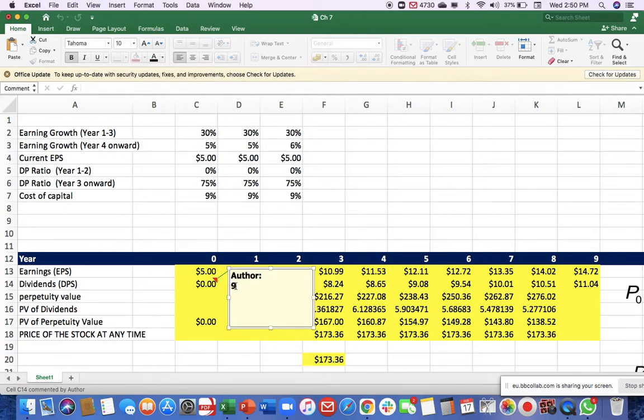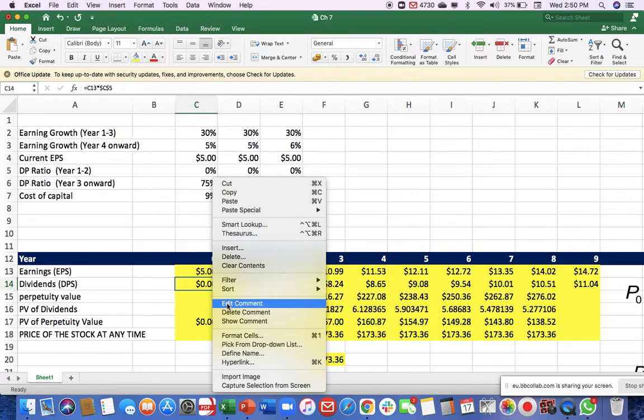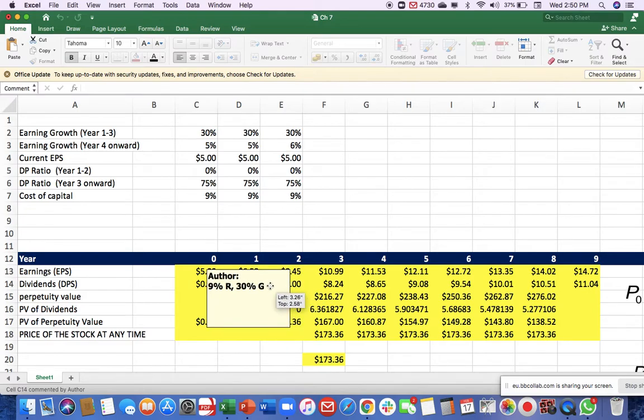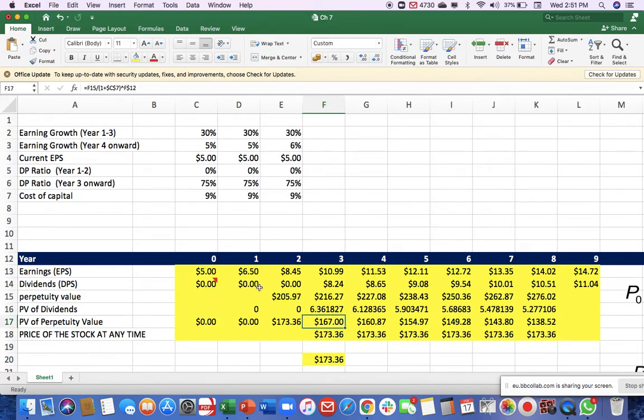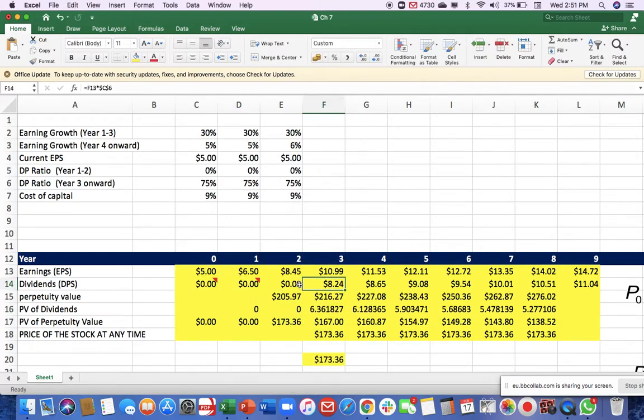The cost of capital is 9%, whereas growth is 30%. So we will hold as much as possible. How much do we hold? 100% we hold. No payment of dividend in year 0, year 1, and year 2. Here also we can do the same thing, and here also we can do the same thing.